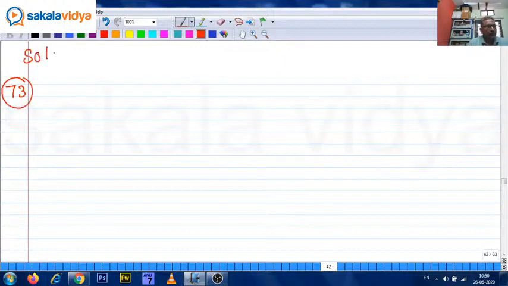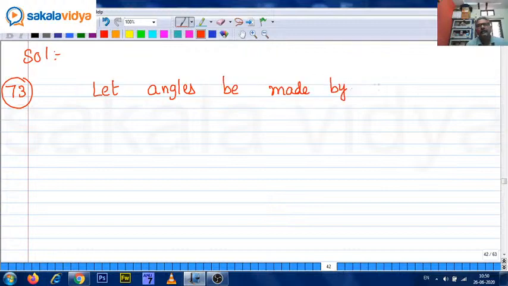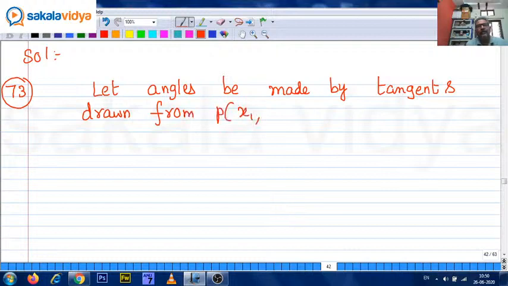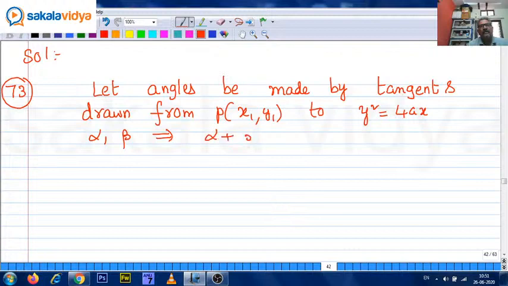Number 73 solution. Let alpha, beta be the angles made by tangents drawn from P(x1, y1) to y square is equal to 4ax, and also alpha plus beta is equal to 90 degrees, given.